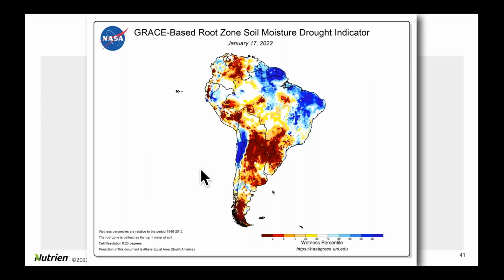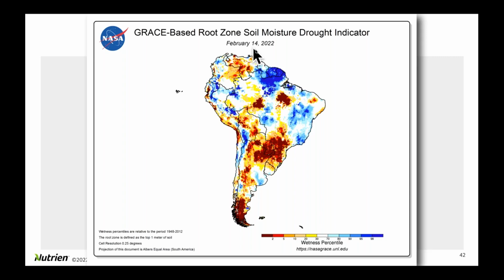The drought extended from southern Brazil into Paraguay, Uruguay, and northern Argentina. It's one of the driest starts to a growing season on record. Now, this goes up to January 17th. After mid-January, it did rain. But the latest update from GRACE, which came out on Valentine's Day, still shows big parts of southern Brazil, Paraguay, Uruguay, and northern Argentina very dry.